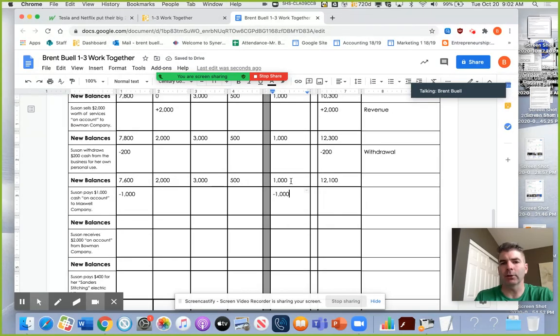Why is it minus 1,000? Because we owed them $1,000 before this transaction. Now, because we paid them 1,000 cash, we can reduce that debt, and we don't owe them anything anymore. So that's why it's a negative there. But if that's overwhelming to you, don't worry about it. Just use the brother-sister rule. And so now we're down to 6,600, 2,000 here, 3,000 here, 500 here, 0, and 12,100. And here's why I like this transaction, because now I have no liabilities.